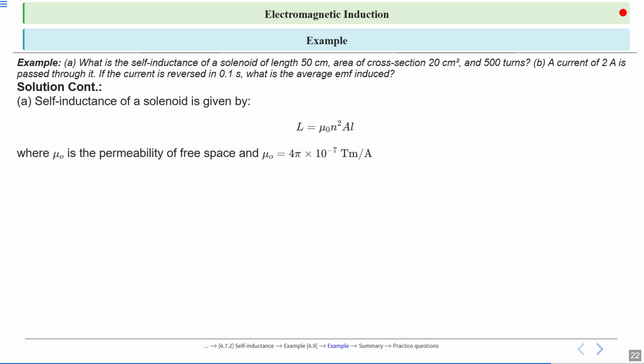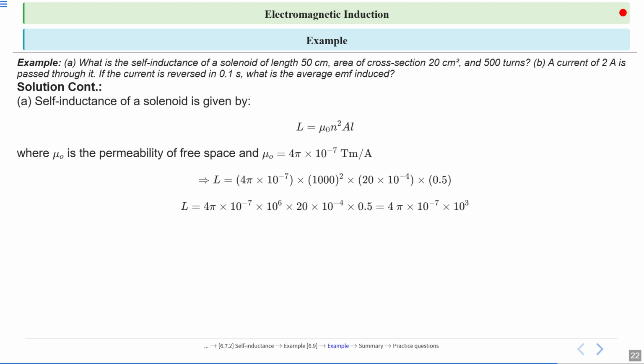Mu naught is the permeability of free space, equal to 4 pi into 10 power minus 7 Tesla meter per ampere. After putting all the values, L will be equal to 4 pi into 10 power minus 7 into 1000 squared into A, 20 into 10 power minus 4, into the length 0.5 meter. So L equals 4 pi into 10 to the power minus 7 into 10 to the power 6 into 20 into 10 to the power minus 4 into 0.5, which equals 4 pi into 10 to the power minus 7 into 10 to the power 3. So L will be equal to 1.256 into 10 to the power minus 3 Henry, which after approximating is 1.26 millihenry.